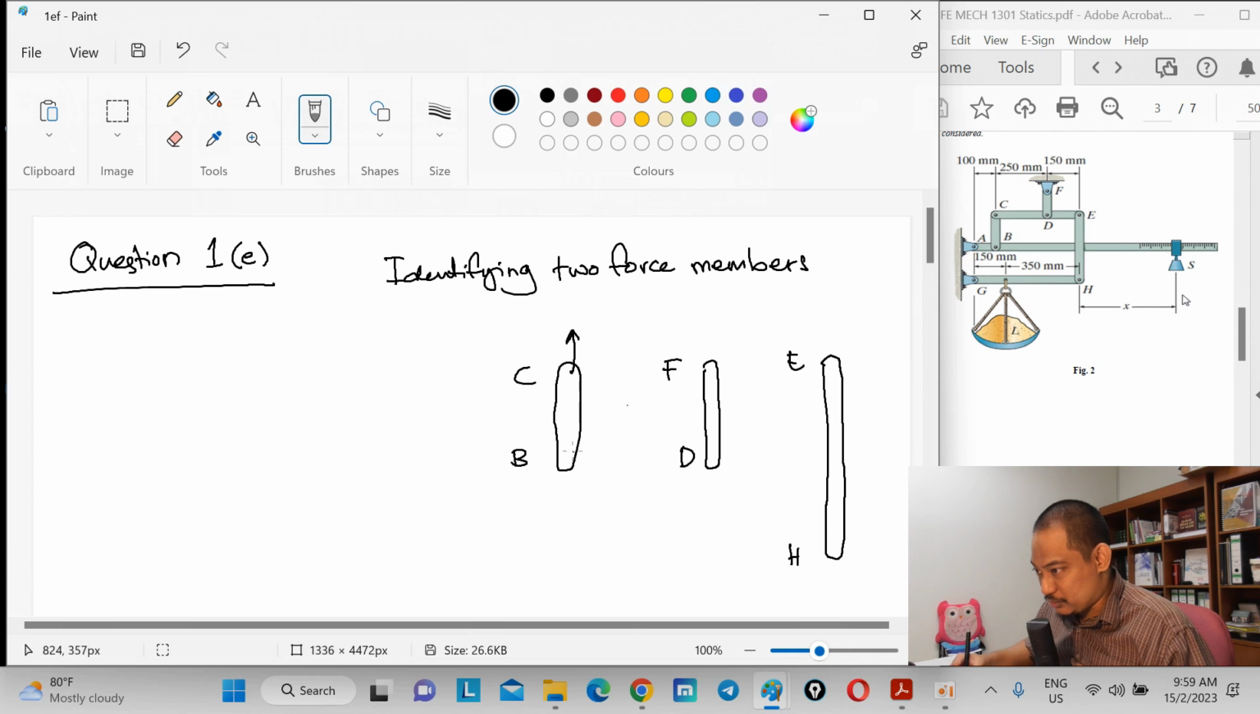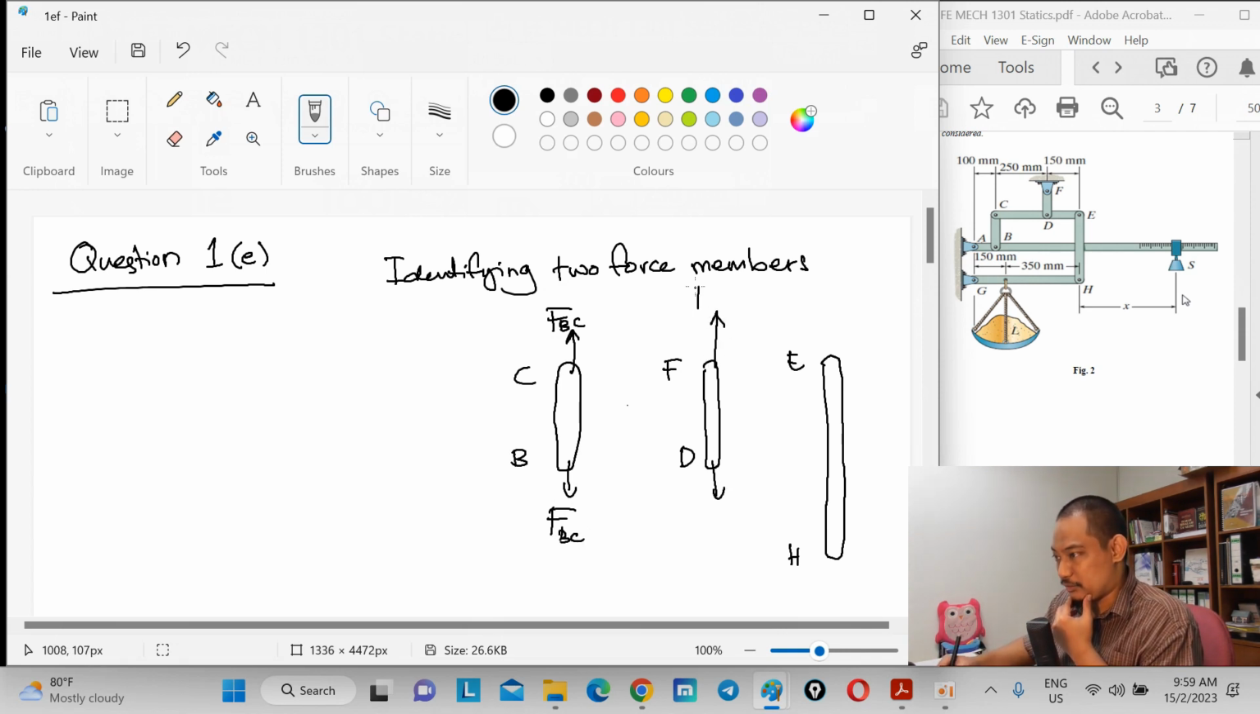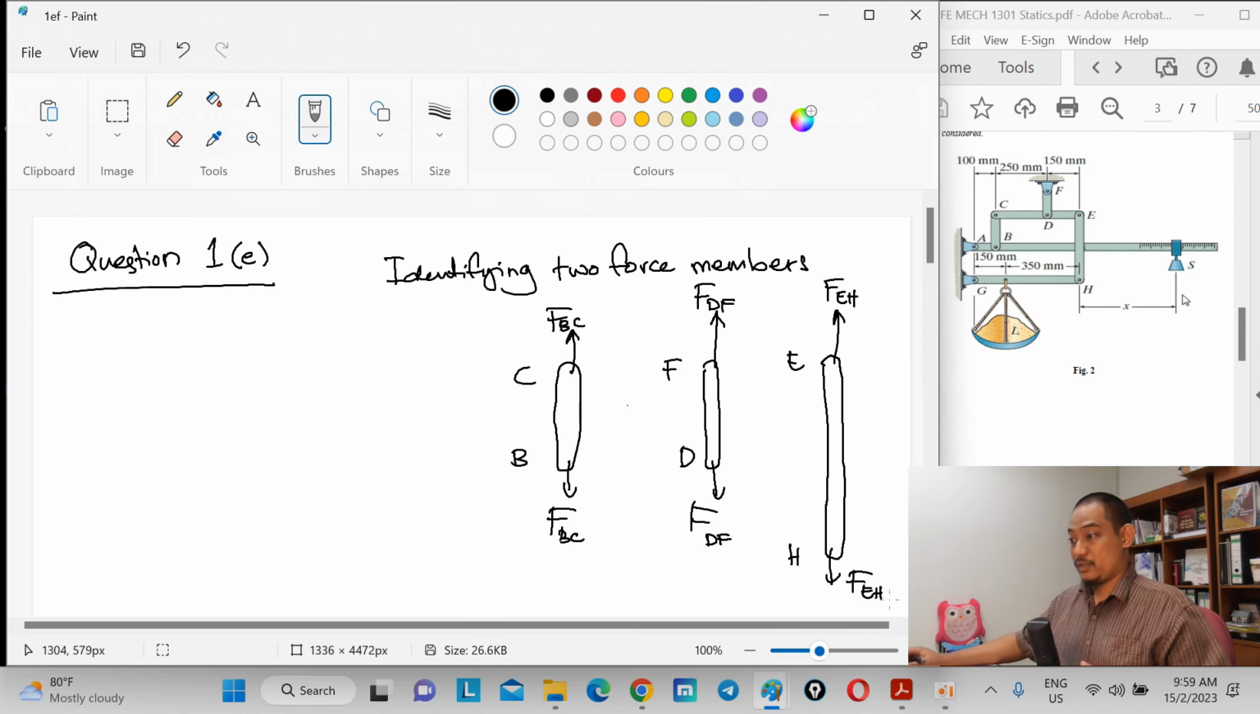So let's call this FBC. This is under tension as well. FDF, and this is under tension as well. FEH.